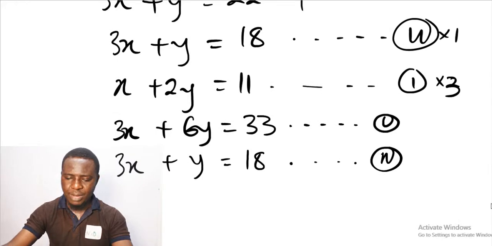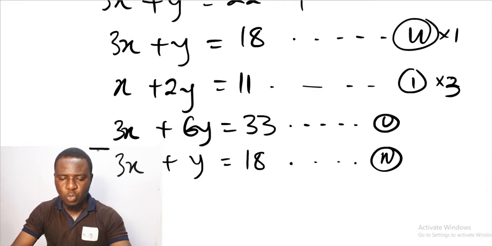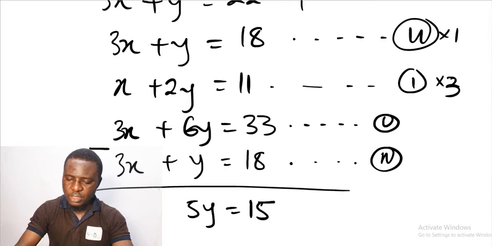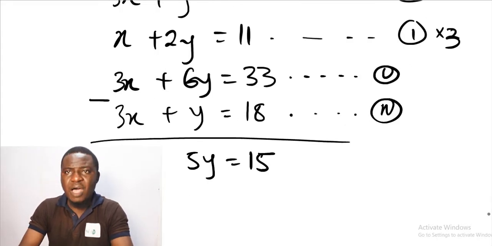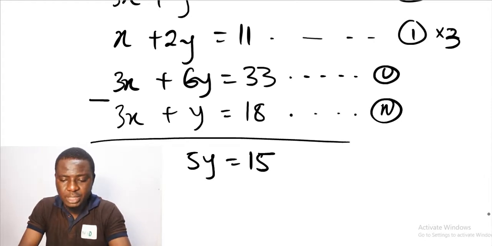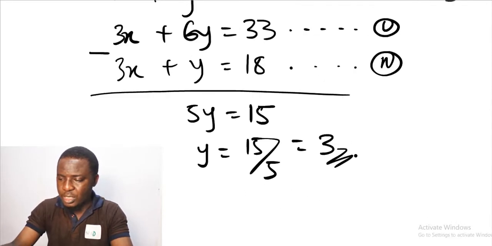So you can now eliminate by either adding or subtracting. So I'm going to subtract equation 2 from equation 1. That is 3x minus 3x is 0. 6y minus 1y is said to be 5y. 33 minus 18 will give us 15. So we now have an equation in one term by eliminating x. So what is y? y now becomes 15 divided by 5, and y is equal to 3.